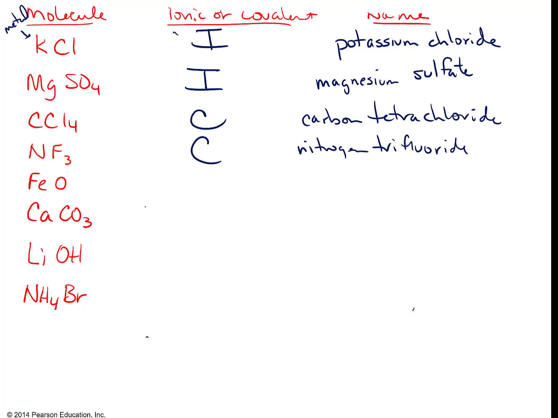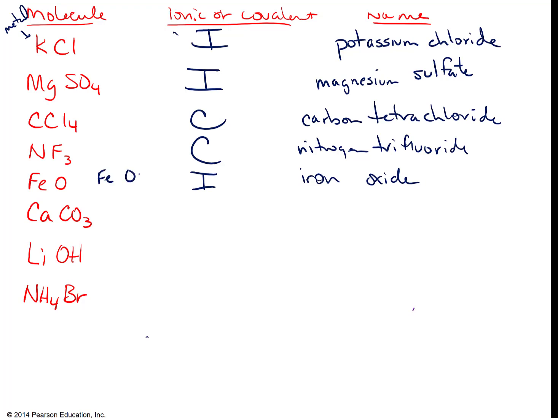FeO. That is ionic. So the base name, with ionic, is just the whole name of the metal, first part of the nonmetal plus IDE. But this is one of those three special transition metals. It's either a +2 or a +3. So remember how you figure this out?